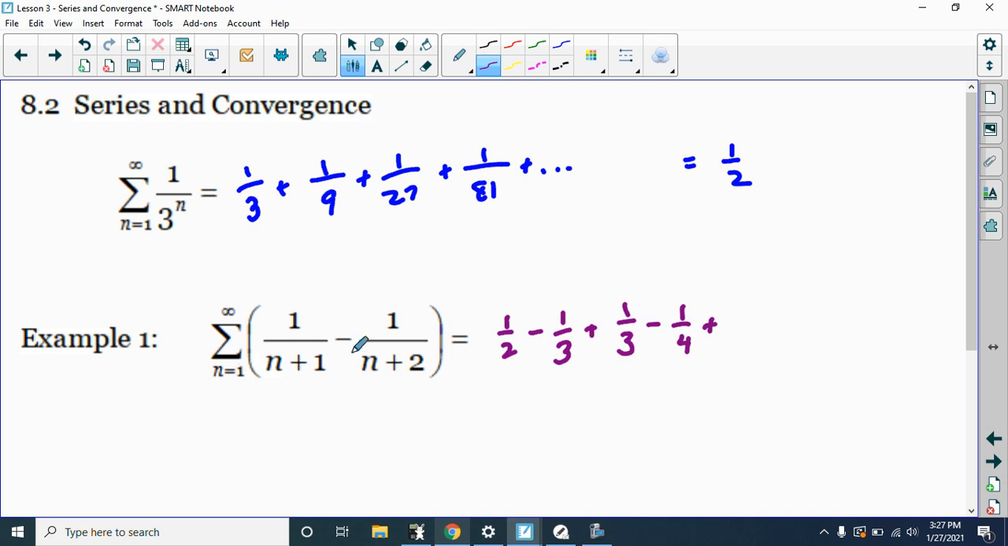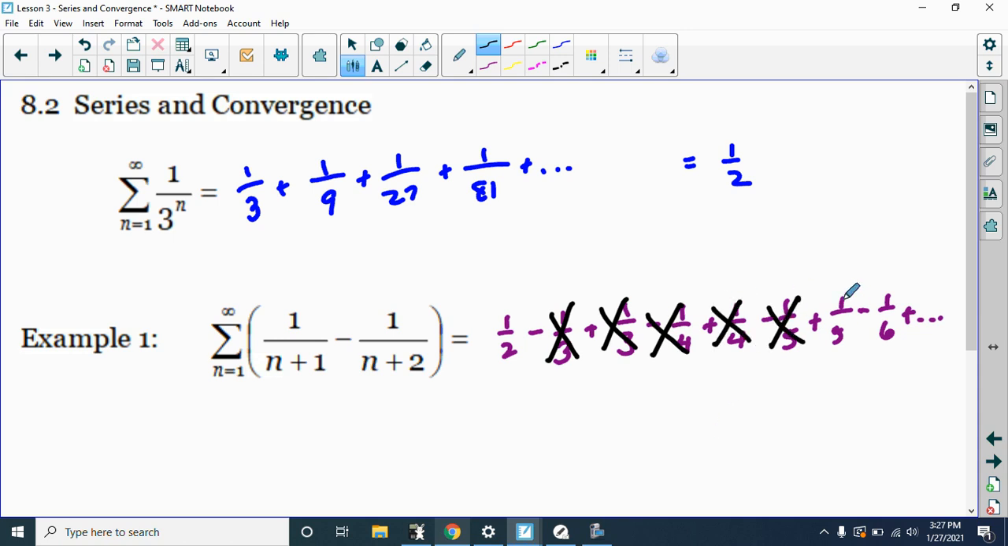And then plug in 3. Plug in 4. Hopefully we can recognize here that minus 1/3 plus 1/3 is going to cancel. Minus 1/4 plus 1/4 is going to cancel. Minus 1/5 plus 1/5 is going to cancel. Minus 1/6, the next number I plug in is 5, plus 1/6 is going to cancel.